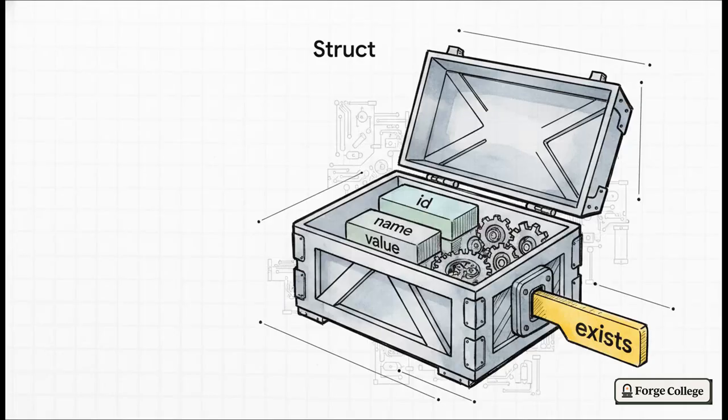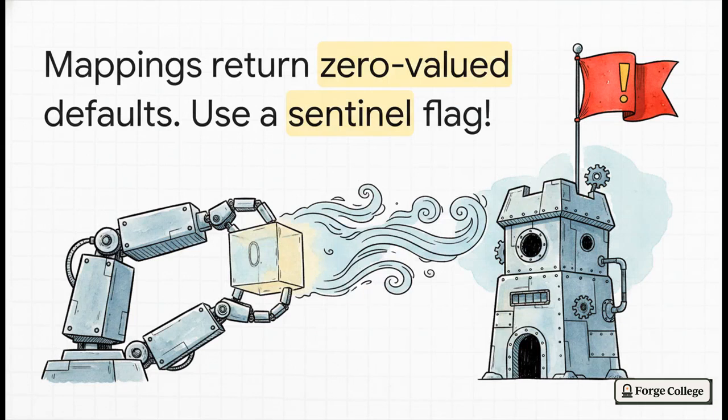And speaking of that item struct, let's open it up. It neatly packs our primitive data fields together. We've got an ID, a name, and a value. But I really want to draw your attention to that absolutely crucial Boolean flag at the very bottom, the exists flag. Why do we need that Boolean?